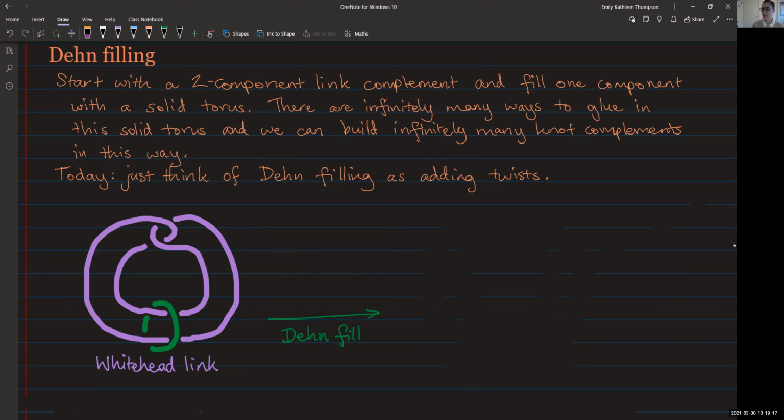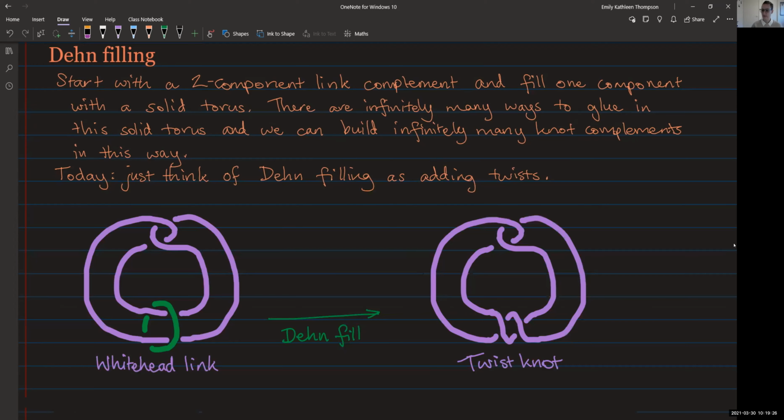And basically, if you've never seen this before, just think of chopping along that green component and then twisting. So we chop our 2 strands that go through the green component, and then we just twist them and glue them up again. And so you can add in as many twists as you like with the Dehn filling.